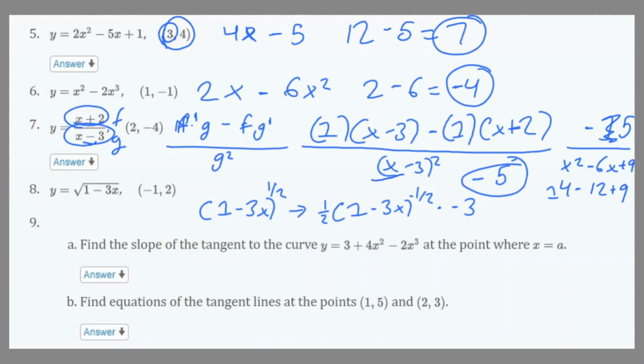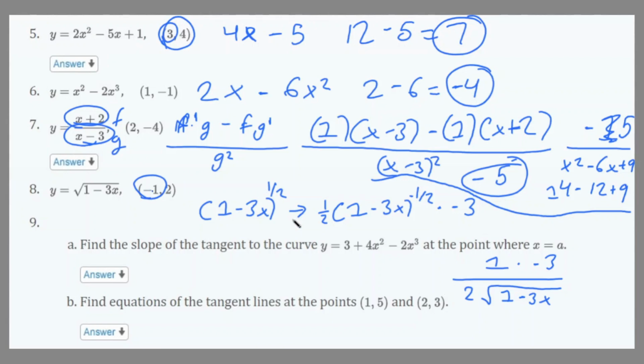And we're going to have to take some of the space here. So if we rewrite it in something that looks nice, it would be 1 over 2 radical 1 minus 3x. And on the top, we would have negative 3 as well. So now what we need to do is just plug in negative 1.